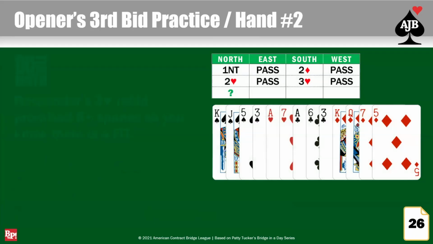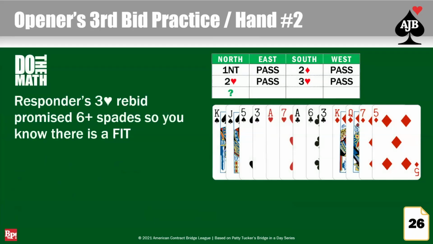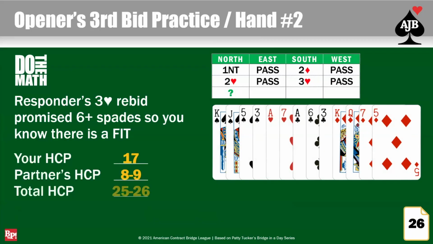And hand 2. They rebid 3 hearts. They said hearts are trumps. Right? I have 6 hearts. Hearts are trumps. So you know there's a fit. Your high card points, 17. They showed 8 or 9. We bid 4 hearts.